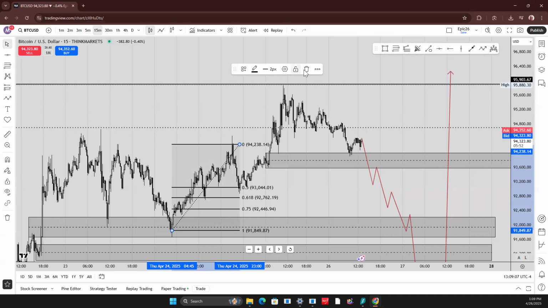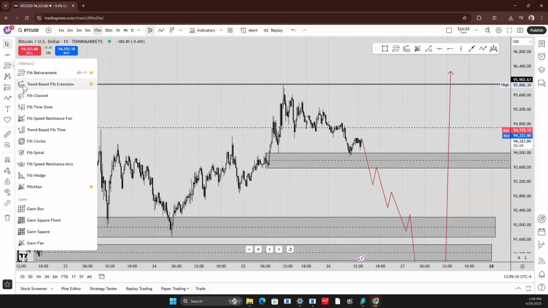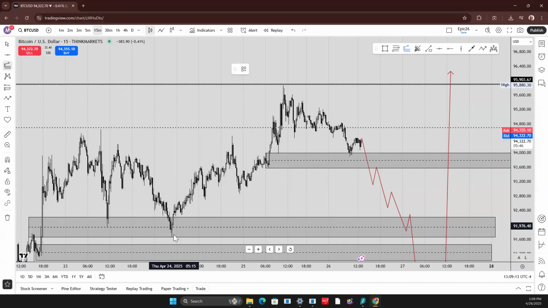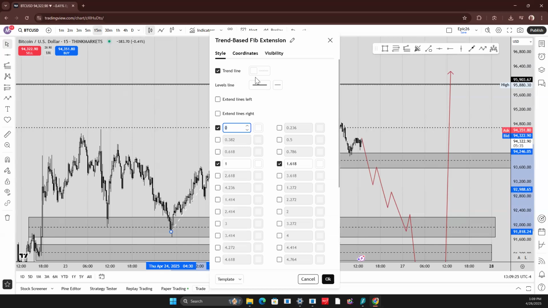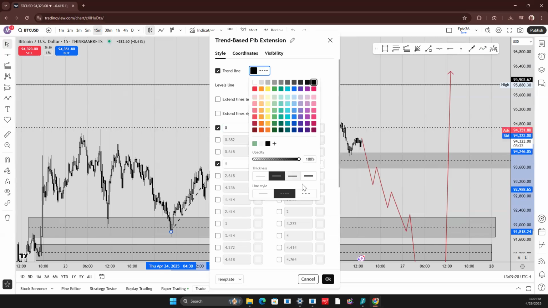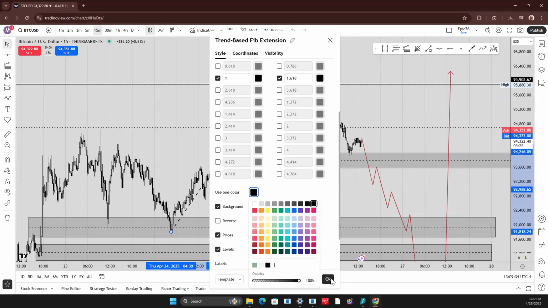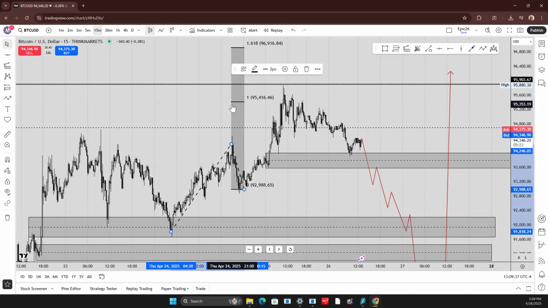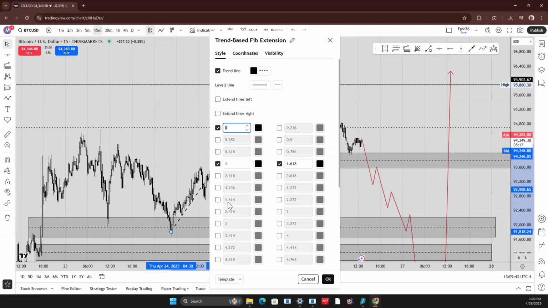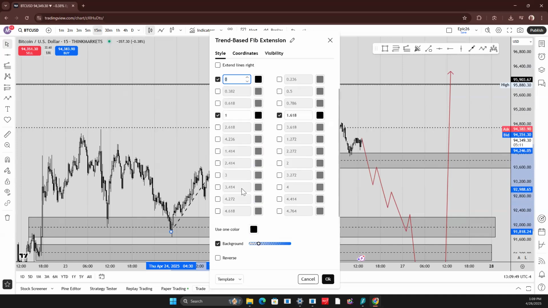Now, delete this tool and take the trend-based fib extension and you do the same thing, the low to the high to the low. Now this tool, I'll change the color. It will tell you where to exit the market. So you exit the market at 1. Here are my settings. Here's the 1. And that's where you would exit the market.